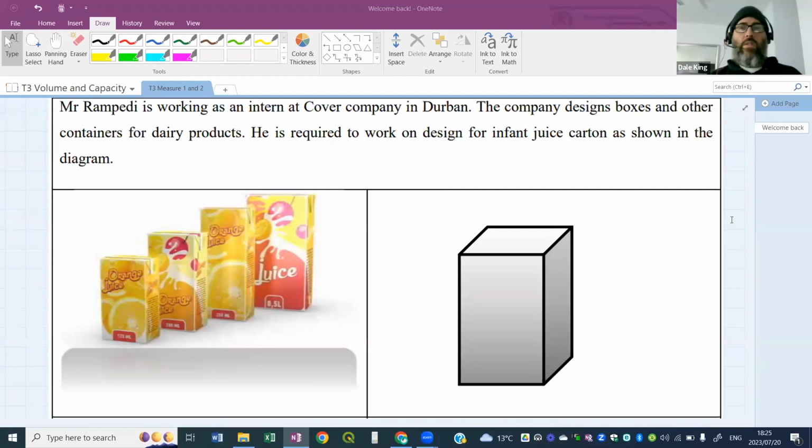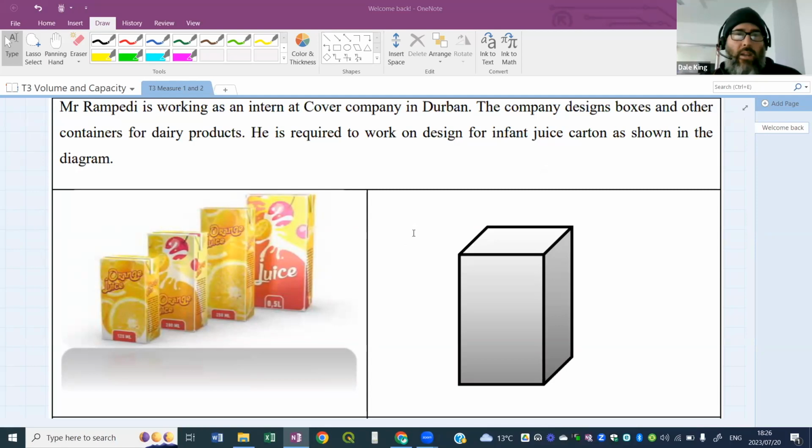All right, so here is the question we're going to try tonight. Hopefully, this is challenging enough to warm us up. Use your brain and let that work, and then warm the rest of your body. Let's have a look at this one. It says Mr. Rampedi is working as an intern at Cova Company in Durban. The company designs boxes and other containers for dairy products. He is required to work on a design for infant juice cartons as shown in the diagram.